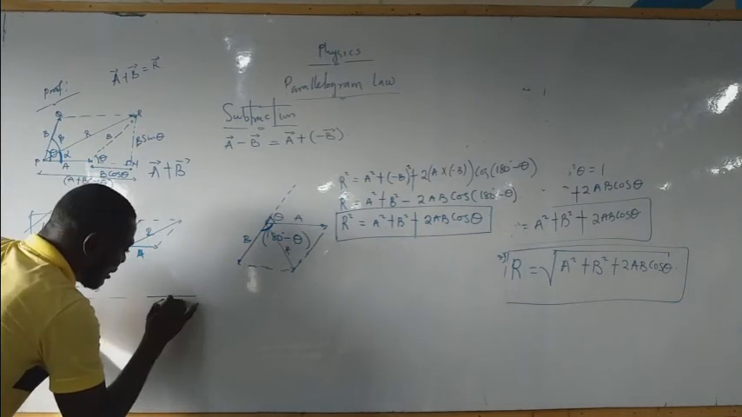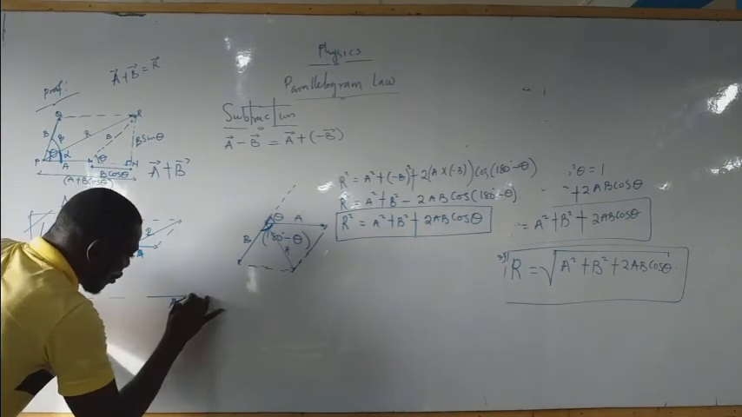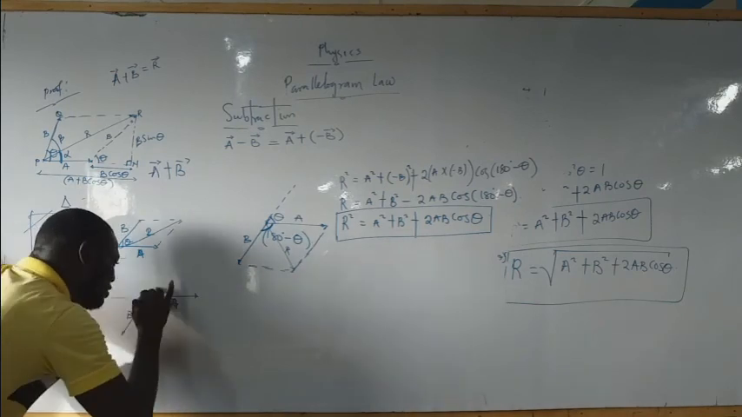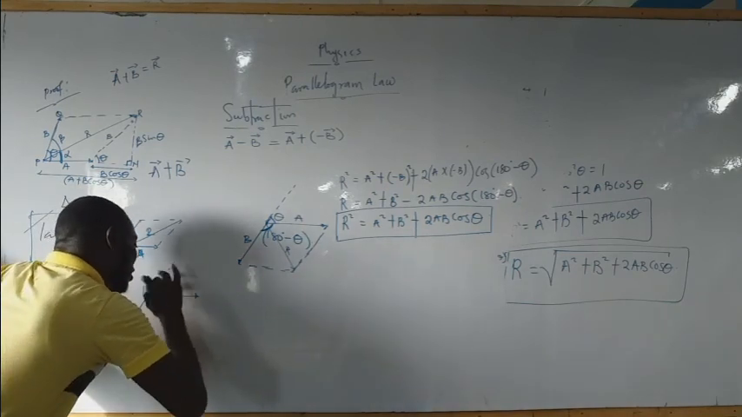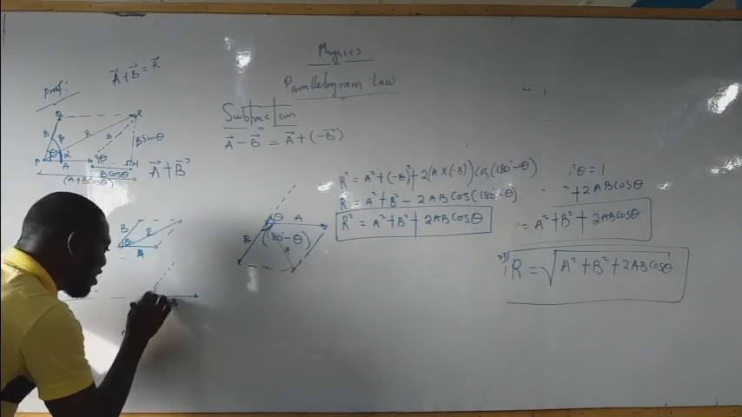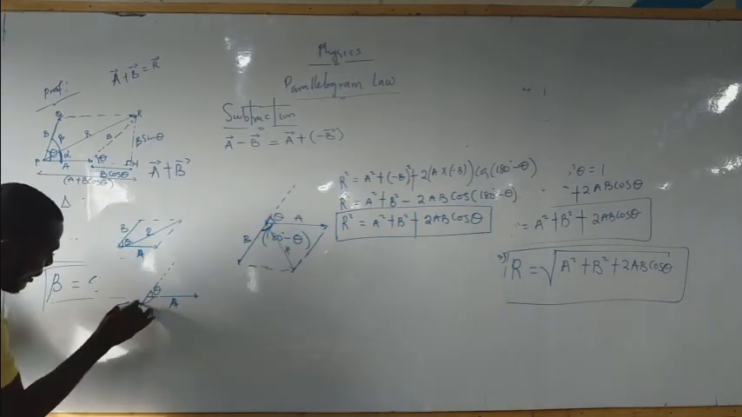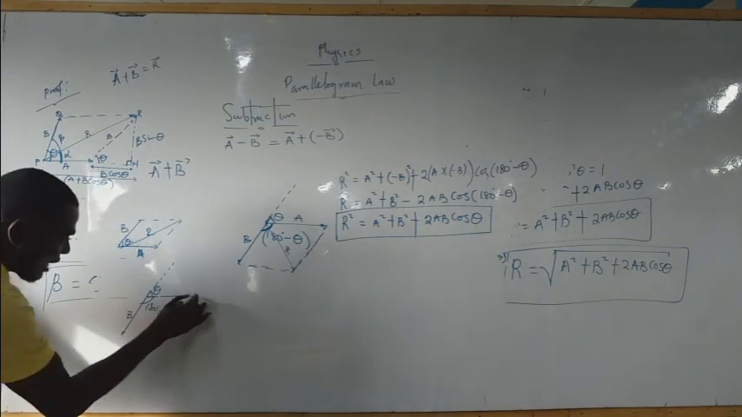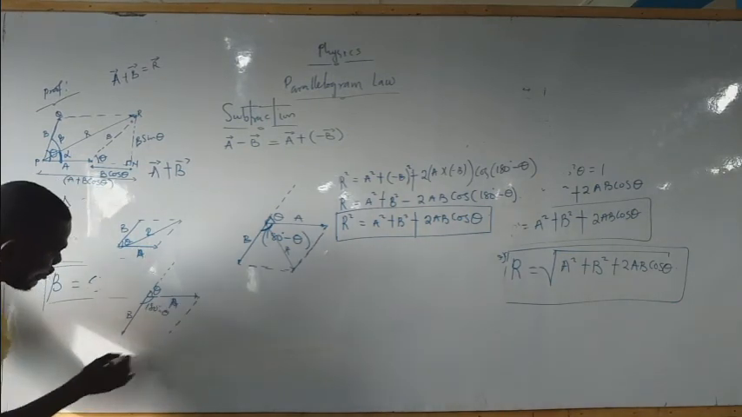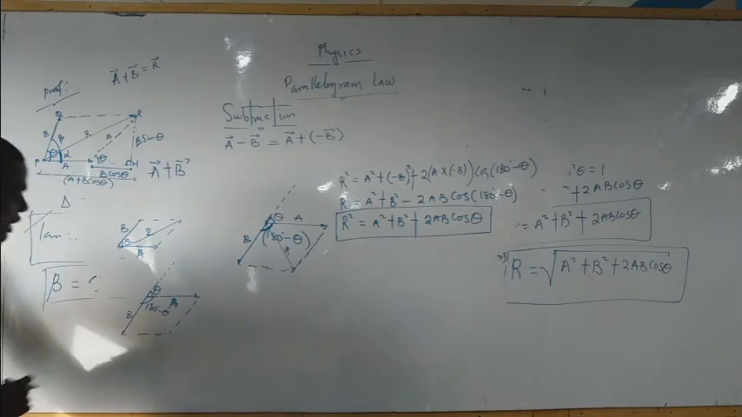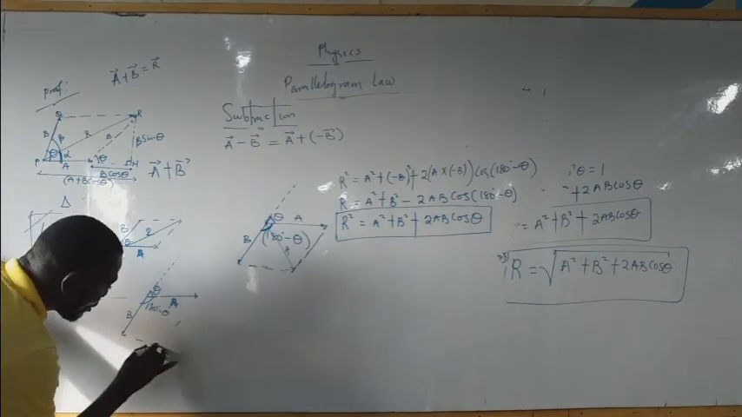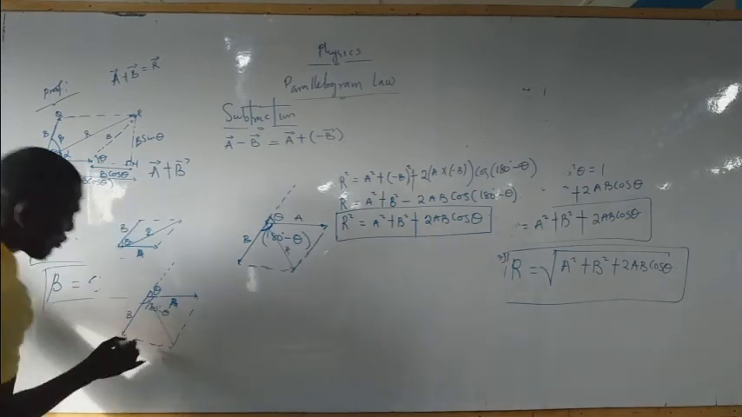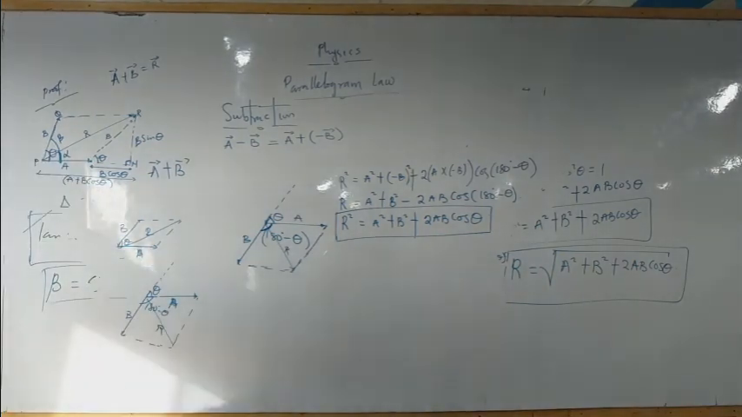In the case of this, please, not like that. So this will be vector A. Don't forget that. This will be vector B. Produce this. So this will be the angle theta between them, and this will be 180 degrees minus theta. Then complete drawing this together, draw it like this. So the resultant will be this. That's how. Don't forget that.